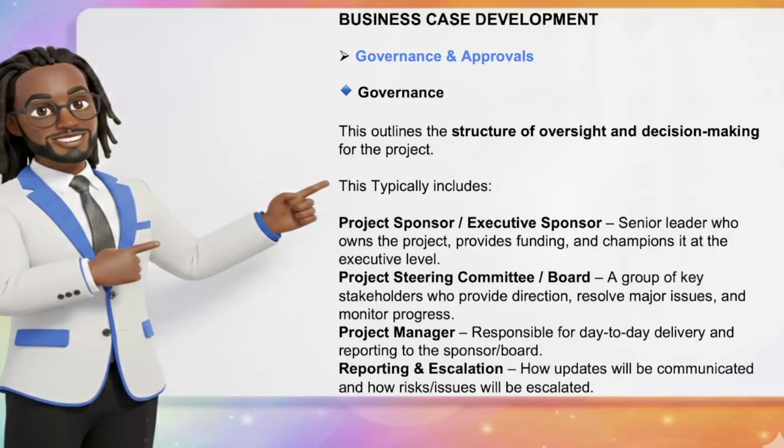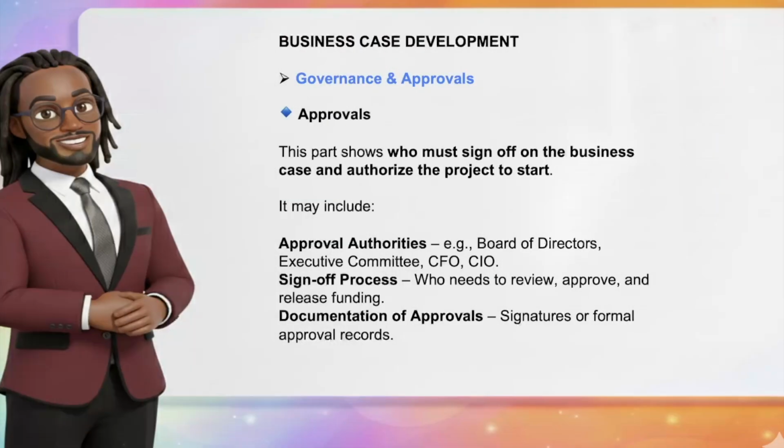Governance and approval. Governance outlines the oversight and decision-making structure, including the project sponsor, steering committee, project manager, and reporting processes. Approvals shows who must sign off on the business case and authorize the project to start, including approval authorities, sign-off processes, and documentation.